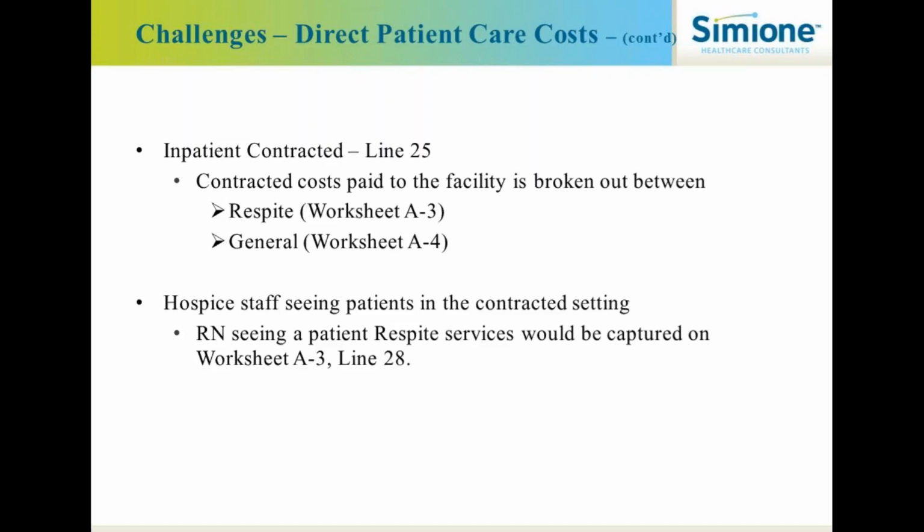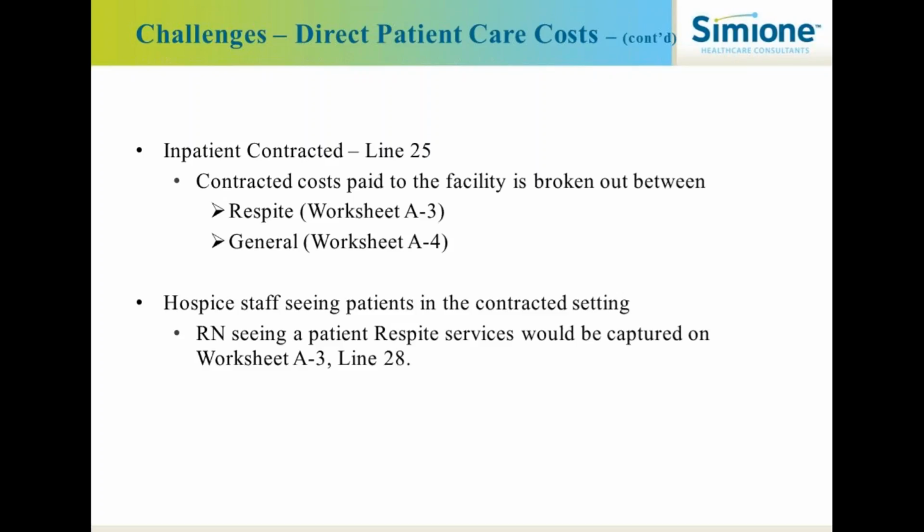So if you have your hospice staff seeing patients in the contracted setting, the RN seeing a respite patient would be captured on line 28 of worksheet A-3. If she was seeing a GIP patient, it would be captured on line 28 of worksheet A-4. So you can see this might get a little challenging as you begin to gather your data and spread the costs of your personnel.